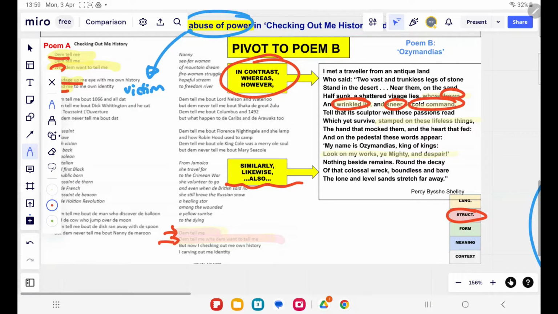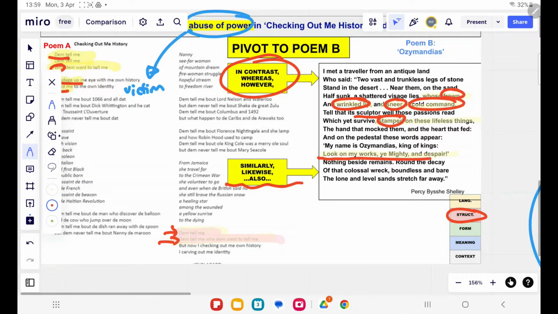So we have a kind of semantic field of authoritarianism, i.e. a visual image of someone, a dictator who has abused their power, and that's the physical manifestation of that. This verb "stamped" is very interesting because although it's the sculptor stamping, there's a resonance there of people being stamped on, and even the sculptor maybe being tyrannized by Ozymandias here.